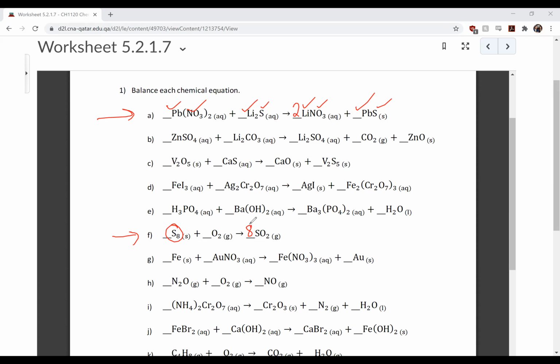The problem is I just really messed up my oxygen. By putting an 8 over here, I've now made 16 oxygen, so really messed up. So in order to get 16 over here, I'll put an 8 in front of him. And now everything is done. I have 16 oxygens, I have 8 sulfurs, everybody's happy.